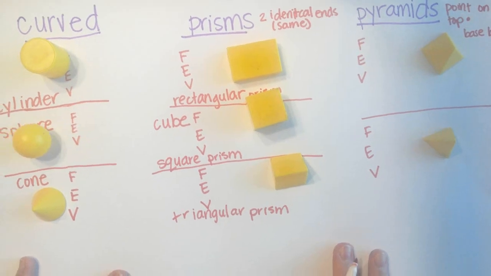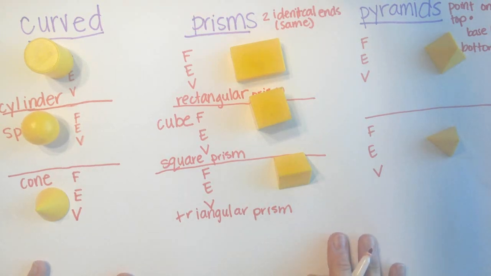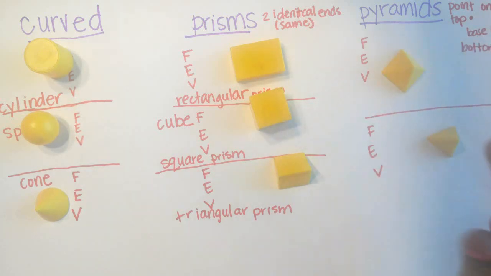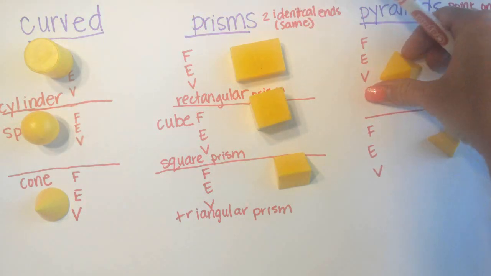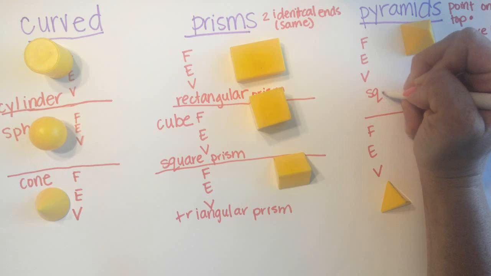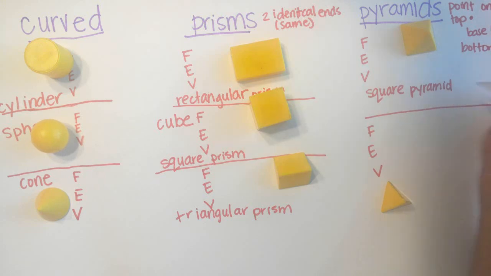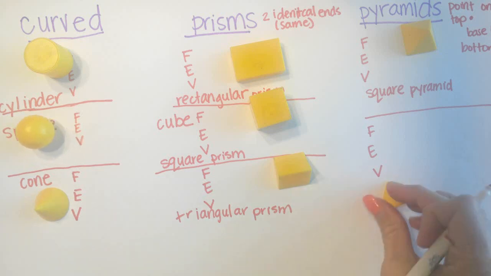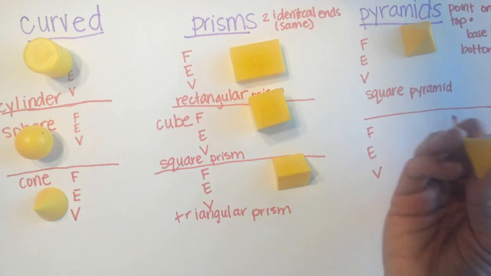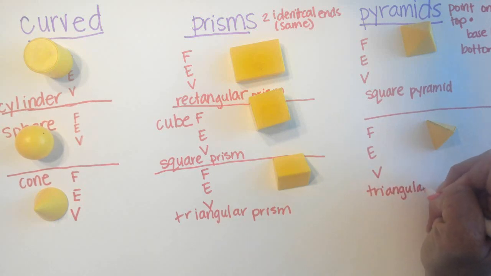And that tells it its first name. I'll write bottom here. Alright, so we have a point on top and the base on the bottom. And the base on the bottom tells us its name. So as you see, there's a point on top, and on the bottom is a square. Okay, so this is a square pyramid. We could also call it a rectangular pyramid because squares are rectangles. And this one here, point on top, and at the bottom we have a triangle. So it is a triangular pyramid.